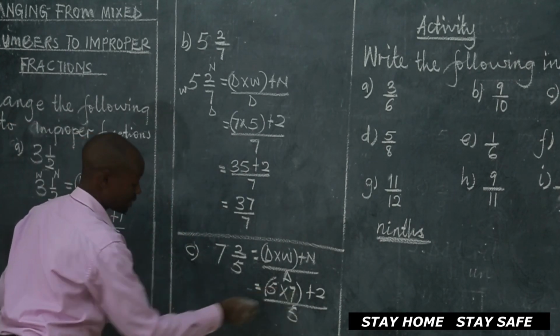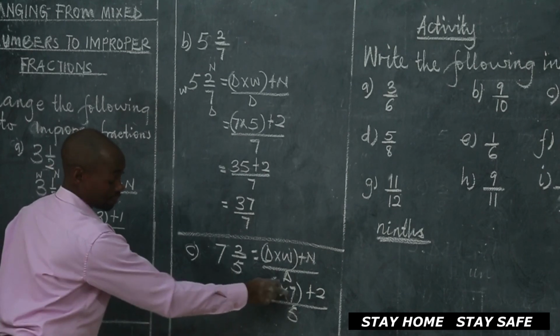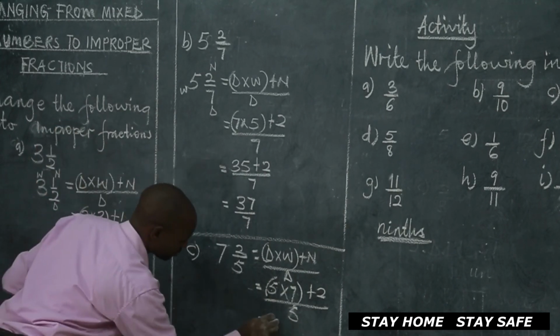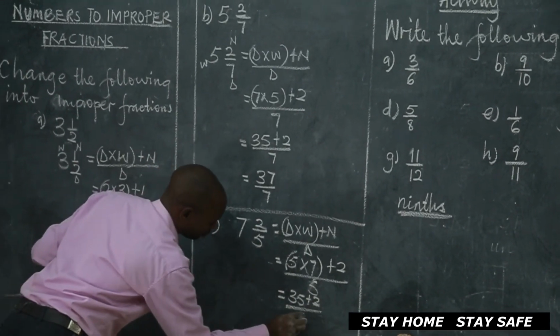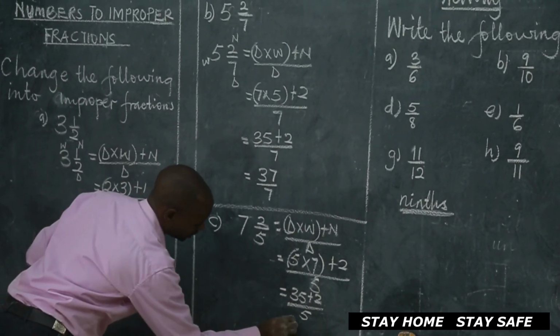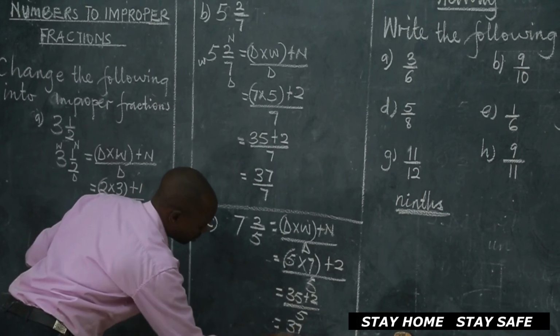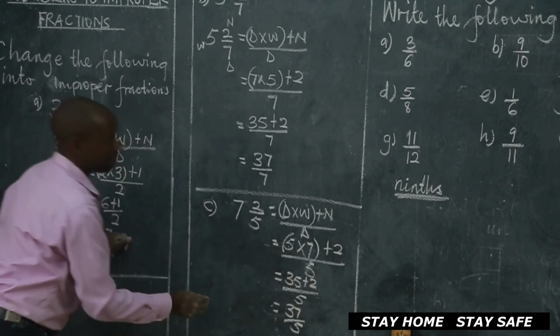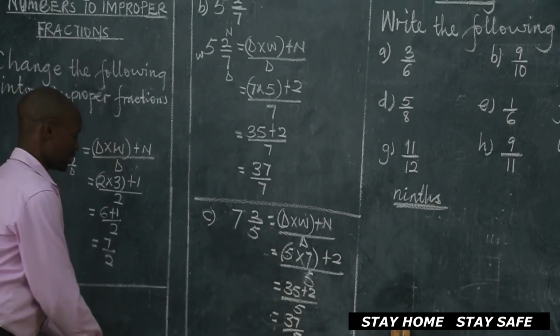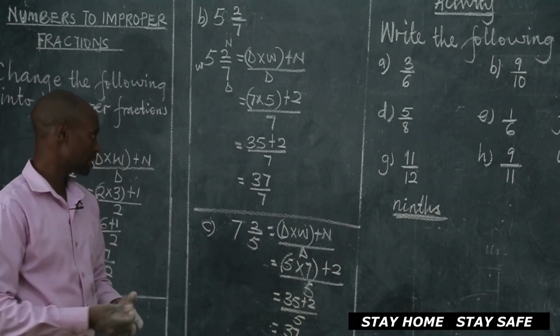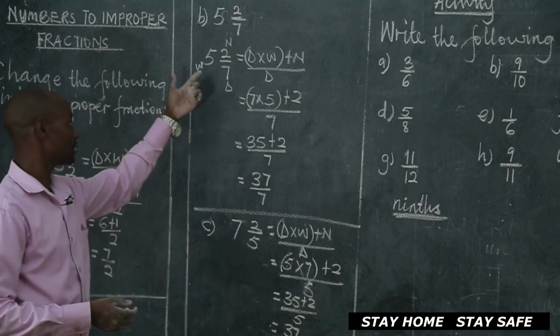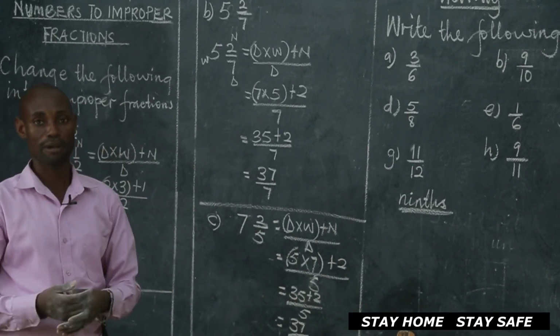Simplify. 5 times 7. It means you add 5 seven times. What do we get? 35. Then we add on 2, but out of 5. And this one will finally give you 37 out of 5 as our final answer. This is P4 work. I hope you will not find any problems in changing from mixed fractions to improper fractions.